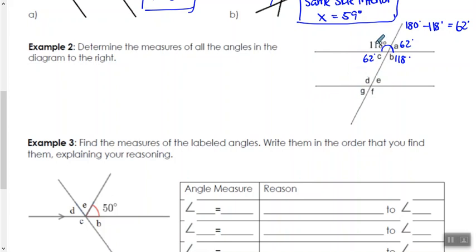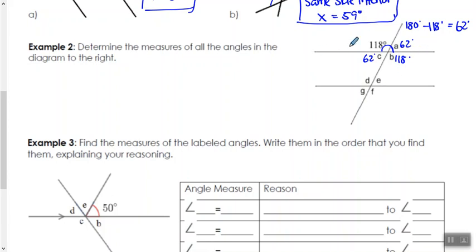Now, if these lines were not parallel, this is as far as I could go, because I only have this angle here, and I would not be able to figure out anything else over here. If we take a look at our rules, corresponding angles are not going to be equal. You don't really know what they are. Alternate exterior angles will be equal in parallel lines, but they won't be equal in non-parallel lines.